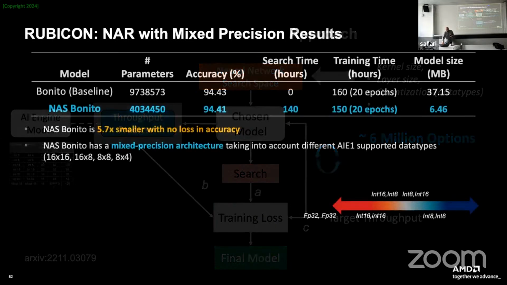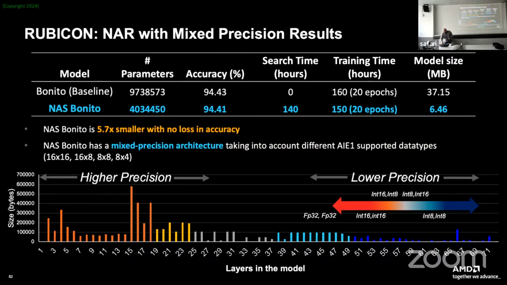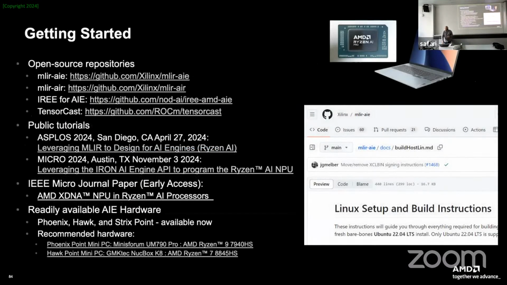I'm going to go to my last slide because I have to. And with mixed precision, this is the Rubicon paper. I want to point out that for accuracy, there is pretty much no drop. The number of parameters is cut in half, and model size is one sixth, because of using mixed precision and only the combination of these data types. So this is for AIE1. Now we are supporting more and more data types. You have more flexibility to play around and reduce these even further. And with that, I'm going to jump to the very last slide, and I'm going to stop here.